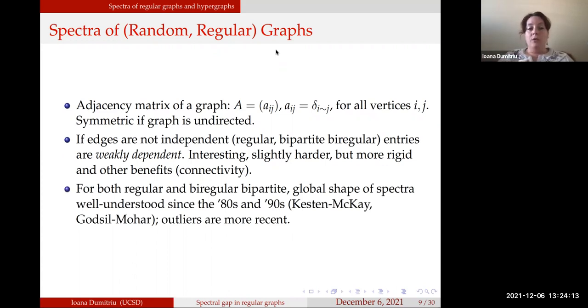Now, for both the regular random graph and for the biregular bipartite random graph, the global shape of the spectrum has been studied since the 80s and 90s. For the former, it's known to be the Kesten-McKay law. For the latter, it has been computed by Godsil and Mohar. But outliers are a little bit more recent, particularly in the case of the biregular bipartite graph.